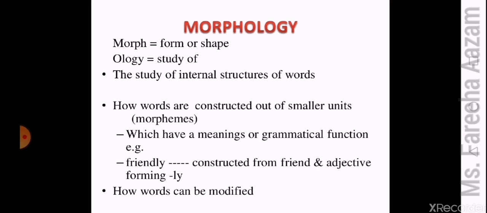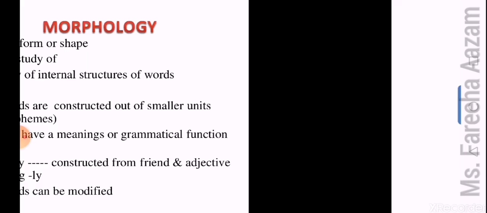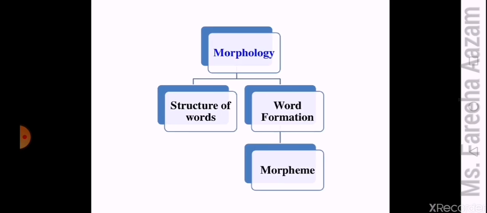The smaller units of words are called morphemes, which have a meaning or grammatical function, like friendly, constructed from friend and the adjective-forming ly. In friendly, the first word is friend and the second is ly, which is also an adjective-forming morpheme. And how can words be modified in morphology?